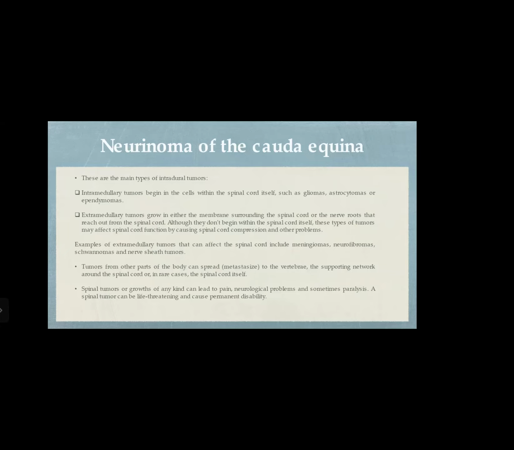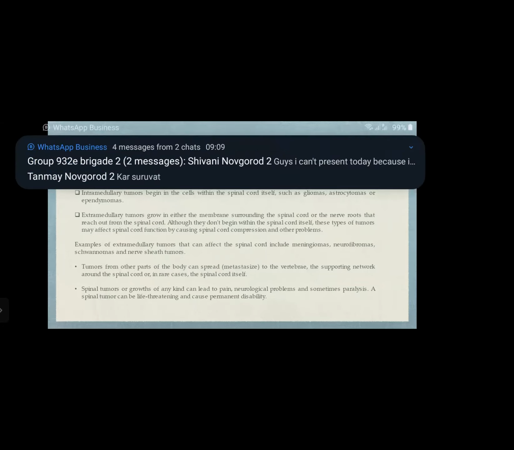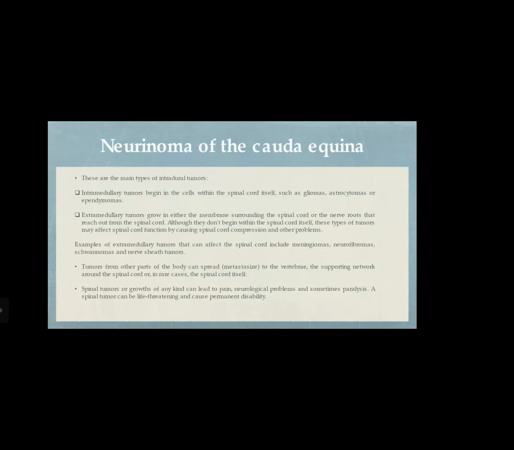Examples of extramedullary tumors that affect the spinal cord include meningiomas, neurofibromas, schwannomas, and nerve sheath tumors. Tumors from other parts of the body can spread, or metastasize, to the vertebrae, the supporting network around the spinal cord, or in rare cases, the spinal cord itself. Spinal tumors or growths of any kind can lead to pain, neurological problems, and sometimes paralysis.